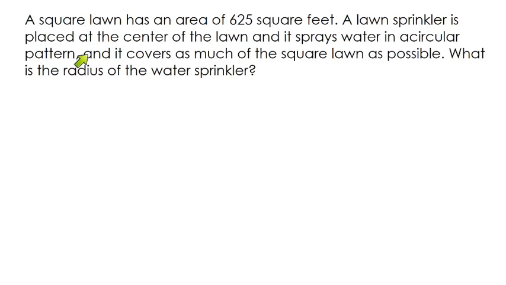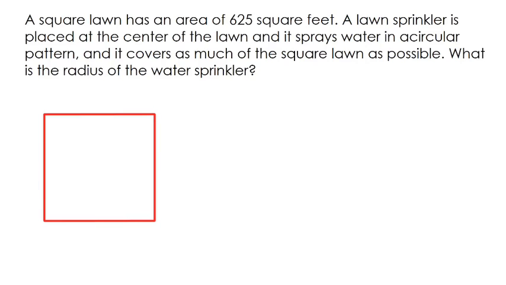A lawn sprinkler is placed at the center of the lawn, and it sprays water in a circular pattern, and it covers as much of the square lawn as possible. What is the radius of the water sprinkler? So I'm going to start by just drawing a picture of this. So we've got that, and I'm going to try to draw a circle that takes up as much of that lawn as possible.